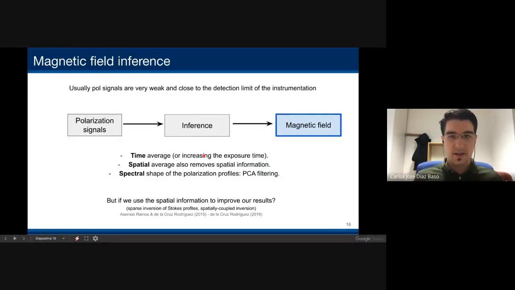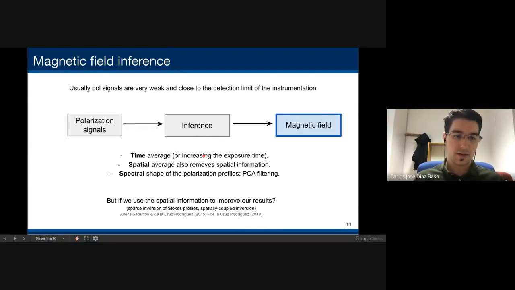Once we have the data, we would like to infer physical quantities like the magnetic field. However, these polarization signals, where we can extract the information of the magnetic field, are usually very weak and close to the detection limit of our instrumentation. There are several ways to increase the signal-to-noise ratio. One of them could be a time average or spatial average. However, we could remove or lose some spatial or temporal information that could be important for our analysis.